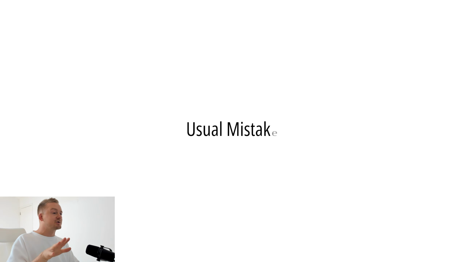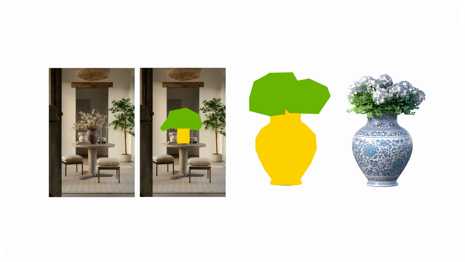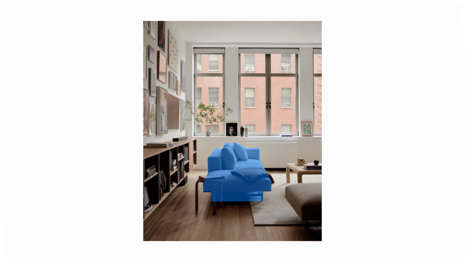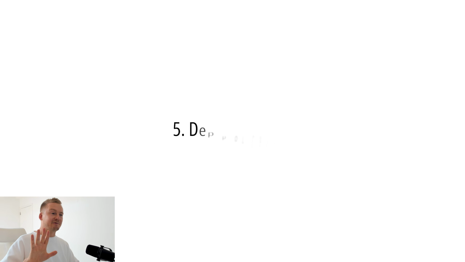For example, a usual mistake. In most cases, a bouquet looks way better when it's bigger than the vase, way bigger, twice as big. And in most 3D models, the plant is way smaller than the vase. I don't know why. When you understand the proportions of objects, you can move to proportions between objects. What is higher, the couch or the drawer? The table or the chair back?